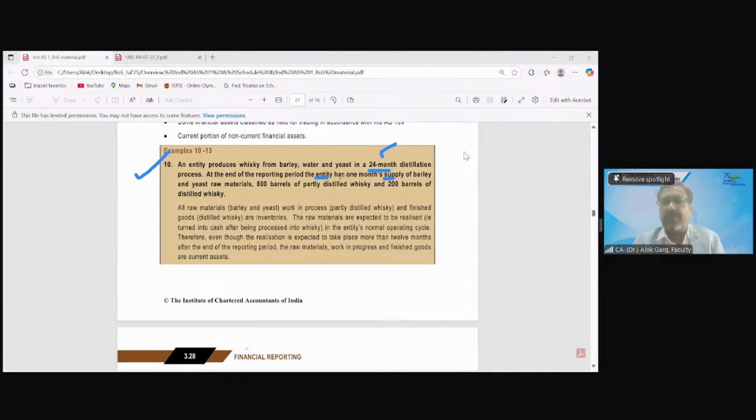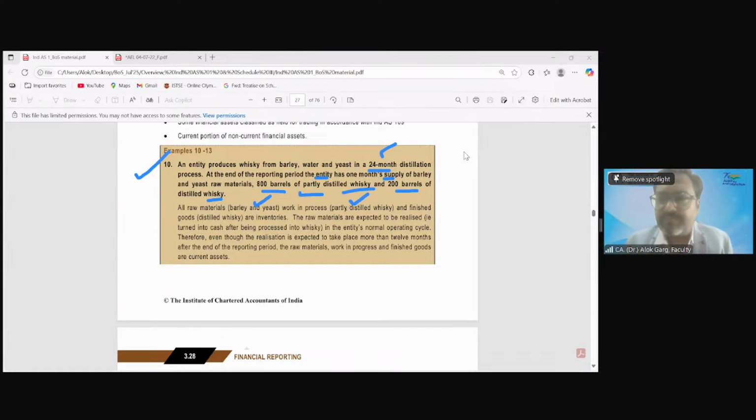At the end of the reporting period, the entity has 1 month supply of barley and yeast raw materials, 800 barrels of partly distilled whiskey, and 200 barrels of distilled whiskey. 1 month की सप्लाई के इक्विवेलेंट बार्ली और yeast raw material बचा है. 800 barrels of partly distilled whiskey and 200 barrels of distilled whiskey बची हुई है. Means raw material बचा है barley and yeast, work in progress है partly distilled whiskey and finished goods.